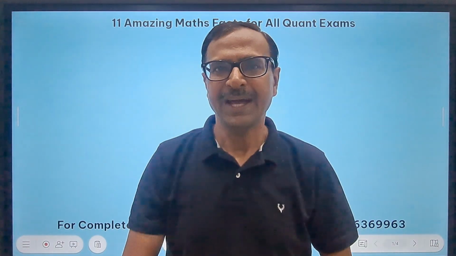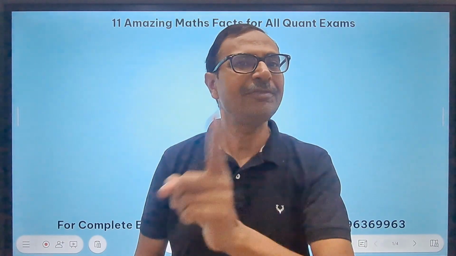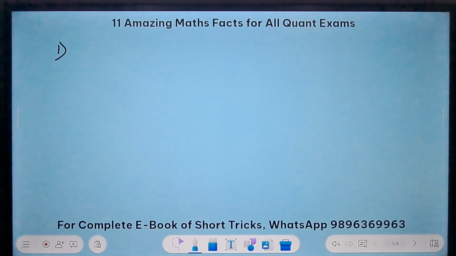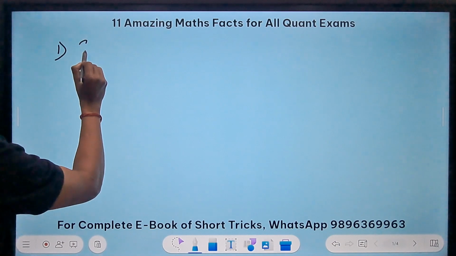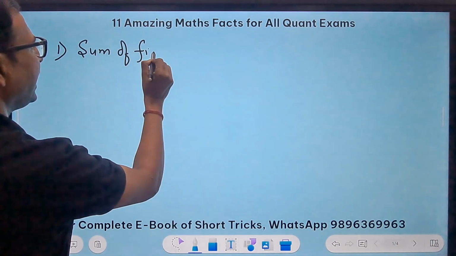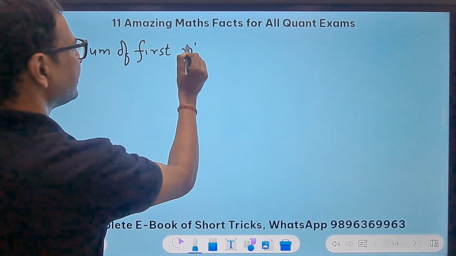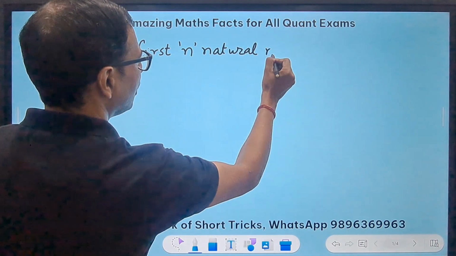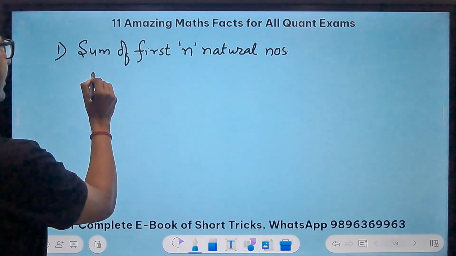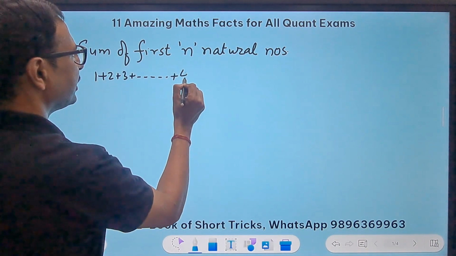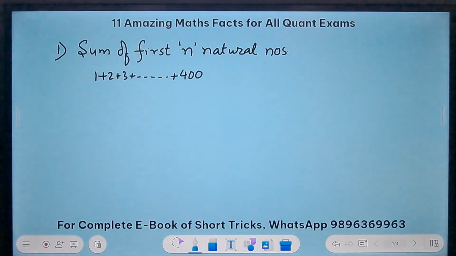So let's get started and have the first amazing fact. The first amazing fact relates to, I think this is the most common one and most of us already know this. This is when you have to add or sum up the first n natural numbers. Like suppose somebody asks you, what is the sum of 1 plus 2 plus 3 plus up to say 400? Oh my god, you can't keep on adding them, right?